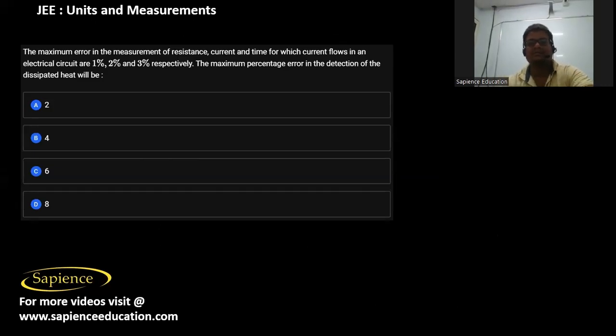Then it is told the maximum error in the measurement of resistance, current, and time for which current flows in an electrical circuit are 1%, 2%, and 3% respectively.